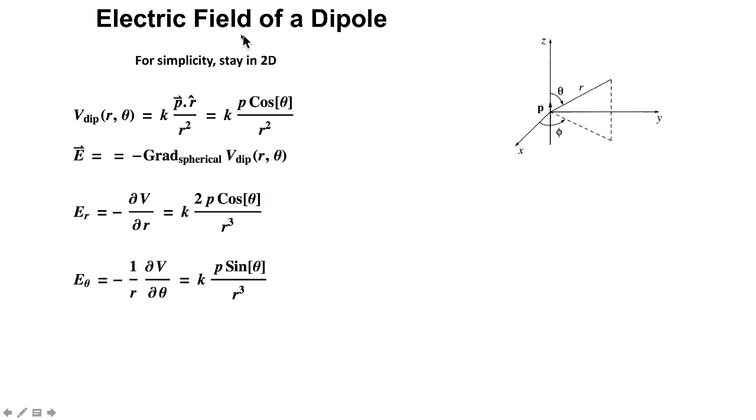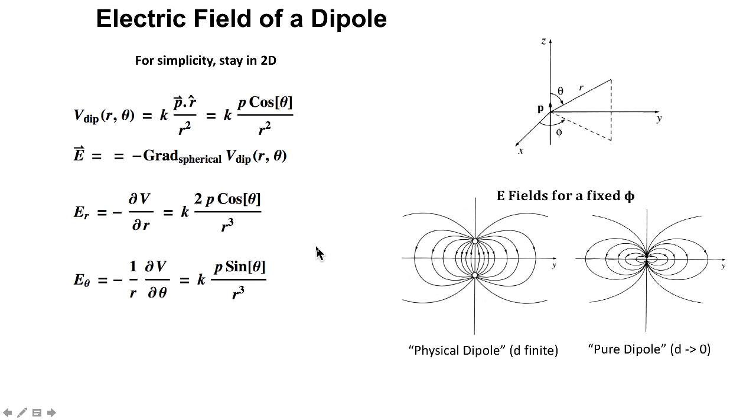So let's find the electric field of a dipole from the potential we just derived. And for simplicity, we're going to stay in 2 dimensions. So we have here the potential that we just derived, and we find the E field by taking the minus the gradient. And we're going to do this in polar coordinates. Here we have the r component of E, which is equal to minus the first derivative of our potential with respect to r. That's this quantity here. Our theta component of E is given by this operator here operating on V, and we get kp sine theta over r cubed.